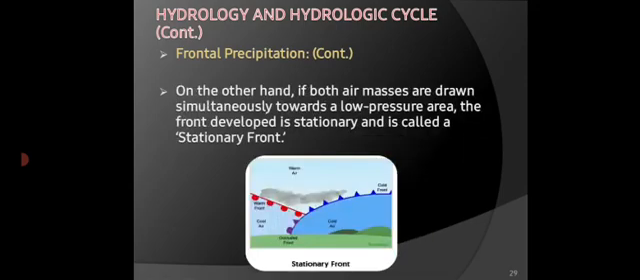On the other hand, if both air masses are drawn simultaneously towards a low pressure area, the front developed is stationary and is called a stationary front. Both air masses are drawn simultaneously, right? This is a stationary front.